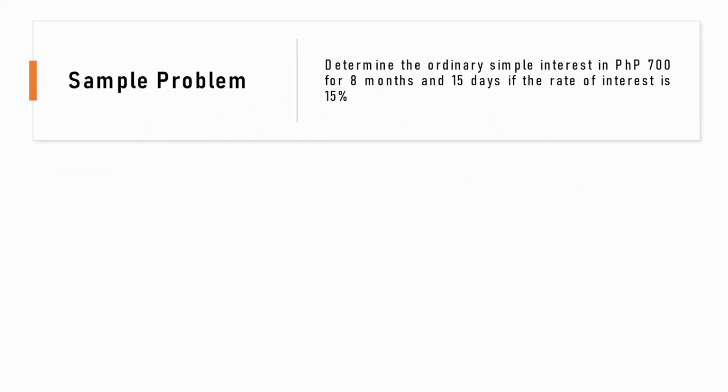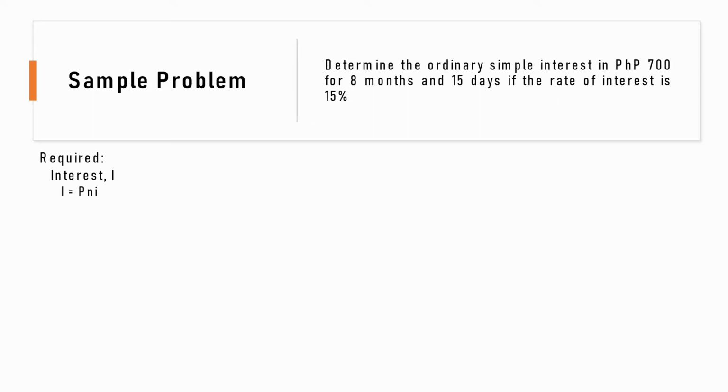So, sample problem: determine the ordinary simple interest on 700 pesos for 8 months and 15 days if the rate of interest is 15%. So, required natin dito yung ordinary simple interest. So, therefore, ordinary simple interest, i-consider natin na 360 days yung isang year or isang banker's year. So, interest yung hinahanap. So, I is equal to P times N times i.